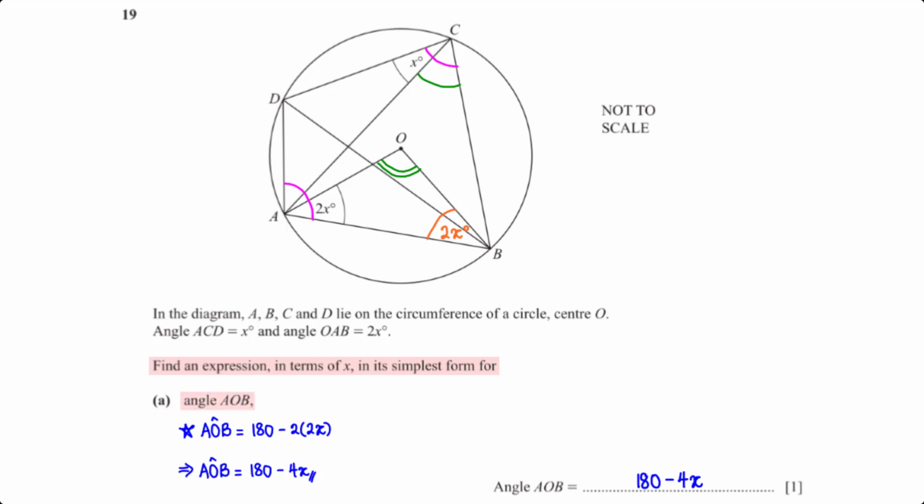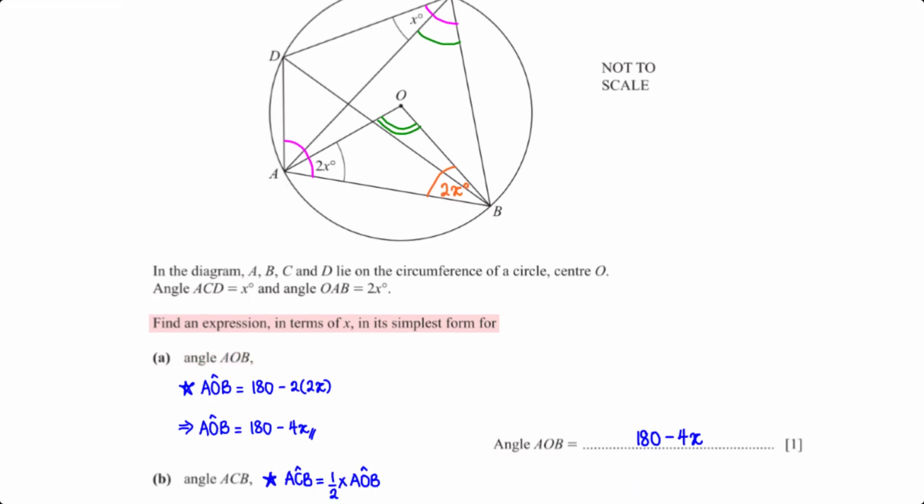OA and OB are radii of the circle, which makes triangle AOB an isosceles triangle. Base angles in an isosceles triangle are equal. All angles in a triangle should add up to 180 degrees. And so to get angle AOB, we subtract 2 times 2x from 180. 2 times 2x is 4x, and so our final answer here is 180 minus 4x.